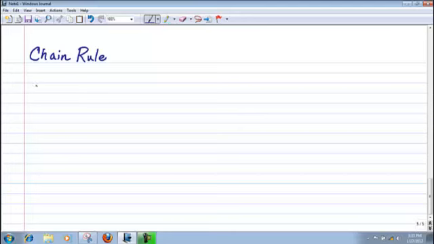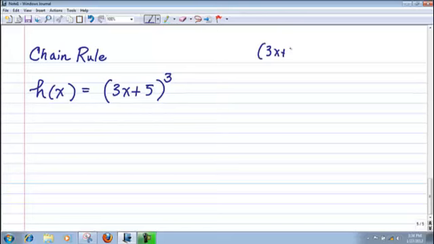I'm here to talk about the chain rule, which is a method for finding the derivative of a function that is a little more complicated than the functions we've looked at so far. An example of this might be if h of x equals the function (3x + 5) cubed. To take the derivative of h of x using the methods we've studied so far, I'd have to expand this. So I would have to multiply 3x + 5 by 3x + 5 by another factor of 3x + 5. Something I really don't want to do.